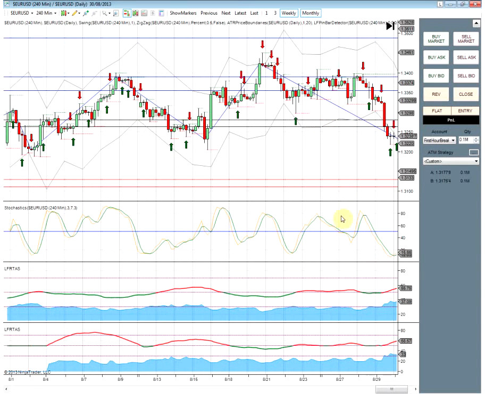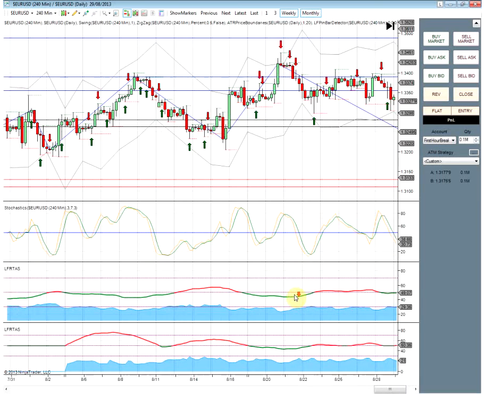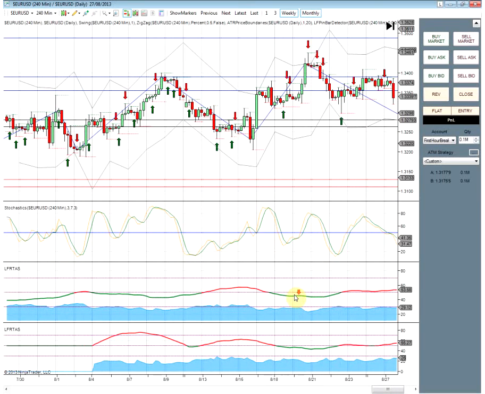Essentially, as we can see, this line just translates into the various positions that we would take, and I've got this on a 4-hour chart at the moment.